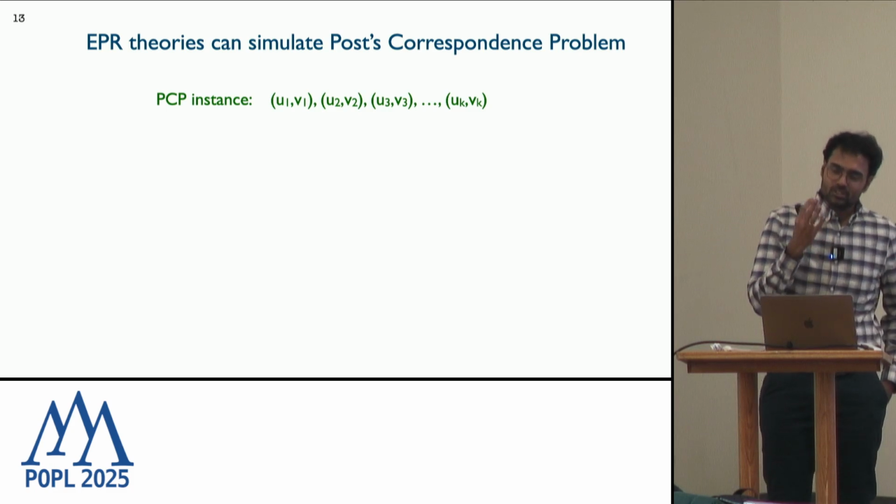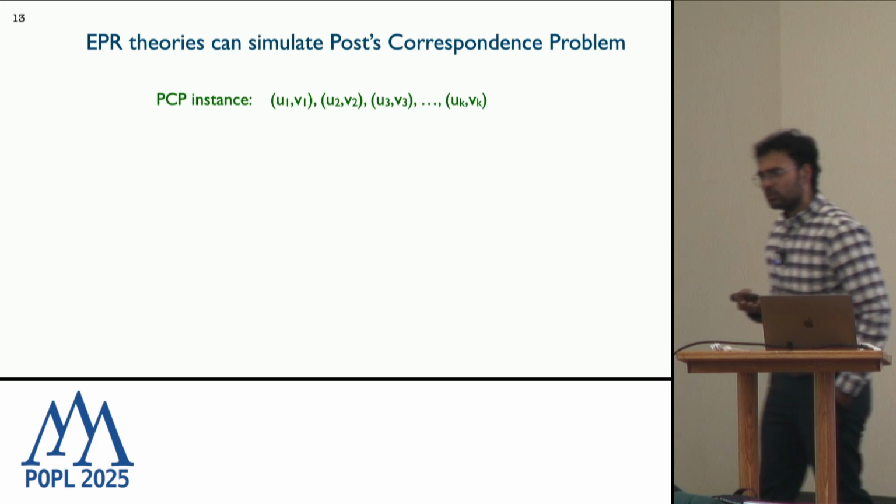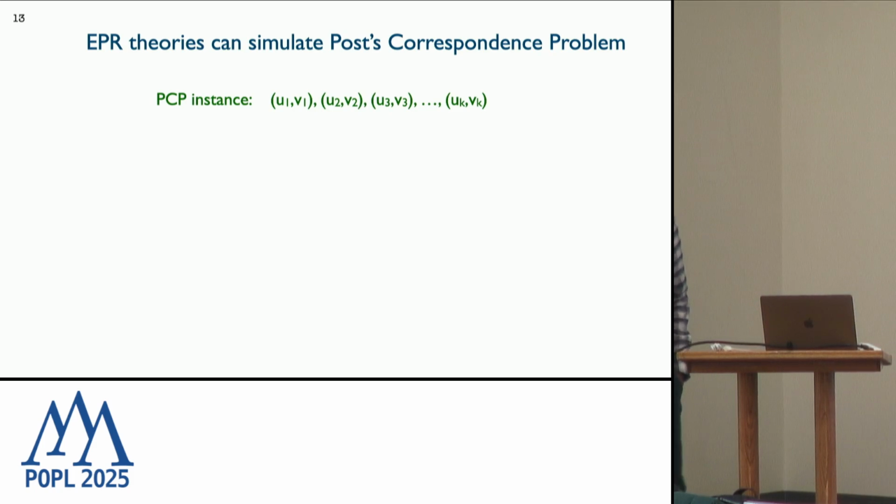So EPR, which is famously known to be decidable, quickly becomes undecidable because you can encode the Post correspondence problem here.